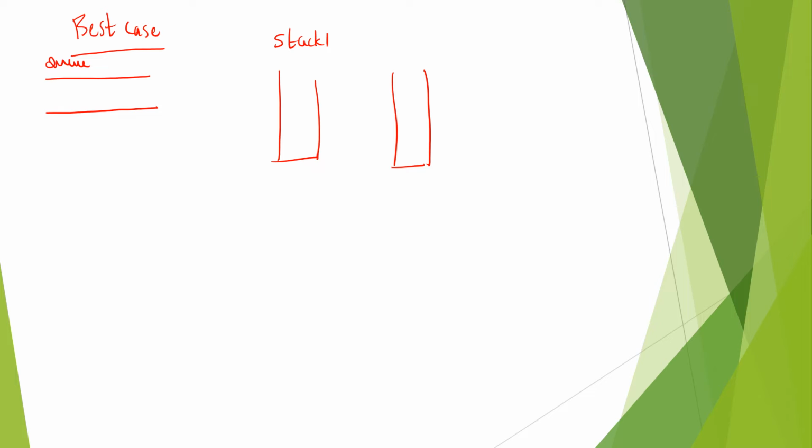Okay, so for a single insertion, suppose I am inserting an element 1, I will push this element to stack 1. So a single insertion requires a single push. So for n insertions, how many pushes are there? It is n pushes.